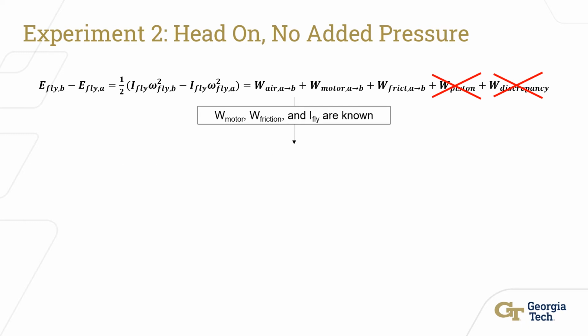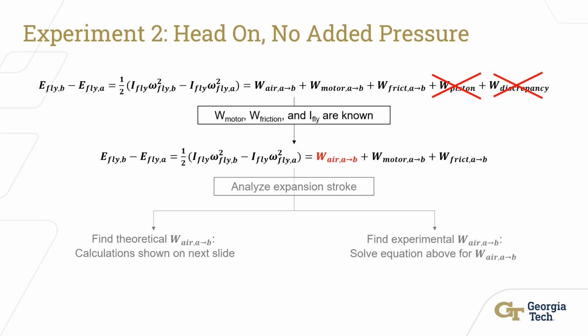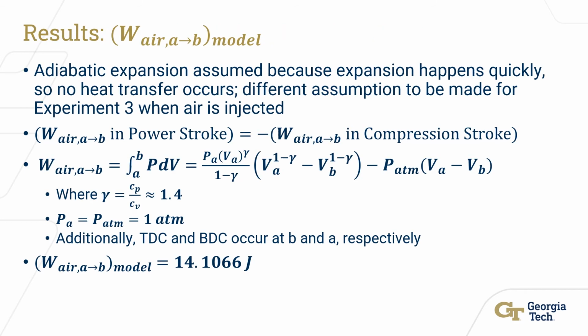As a result, the work energy equation simplifies, where work of the air, denoted in red, is the only unknown. From there, if the expansion stroke is analyzed, work of the air can be solved for one of 2 ways: theoretically, with equations that are shown on the next slide, or experimentally, by solving for work of the air in the simplified work energy equation. It should be stated that an adiabatic expansion assumption was made because of how quickly the power stroke occurs. The same assumption won't be made in Experiment 3 since air will be injected.